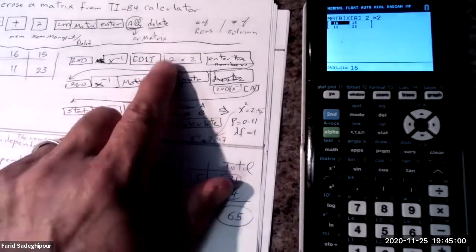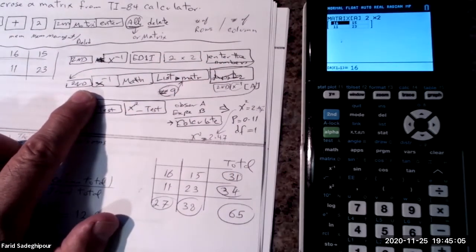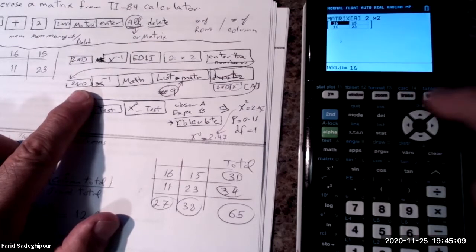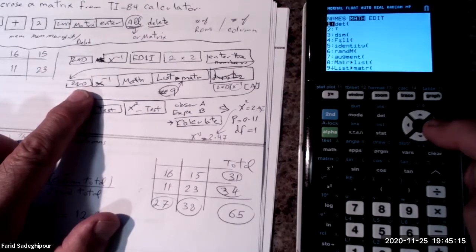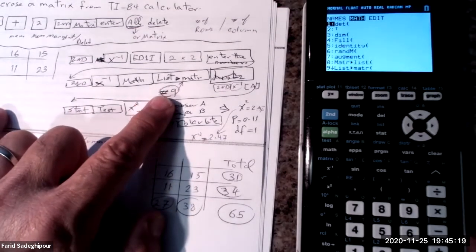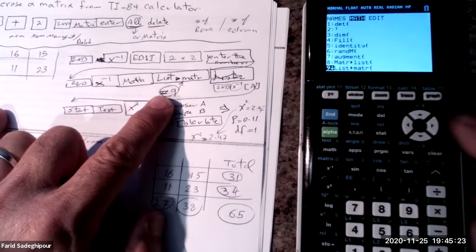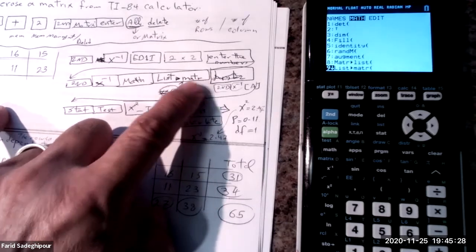Now, when you enter all the numbers, go back to your matrix, second X1, second, that to the matrix. And then go to math and scroll down to number 9, I think, to see that list arrow MATR, okay?